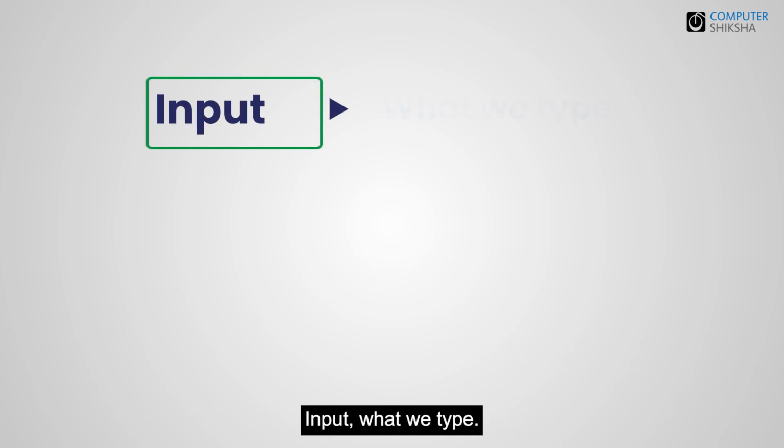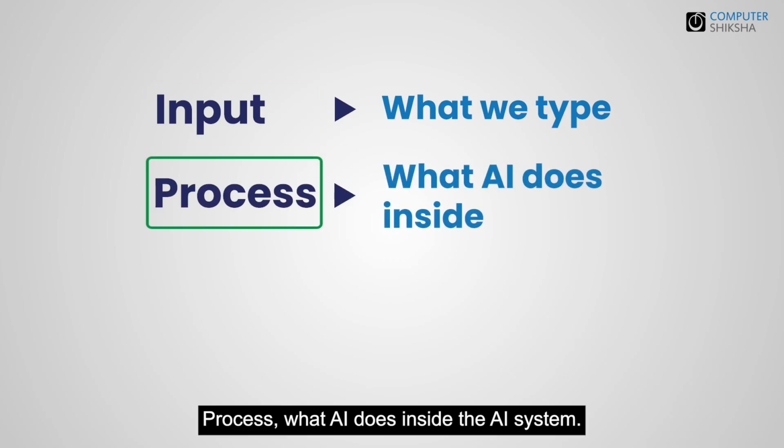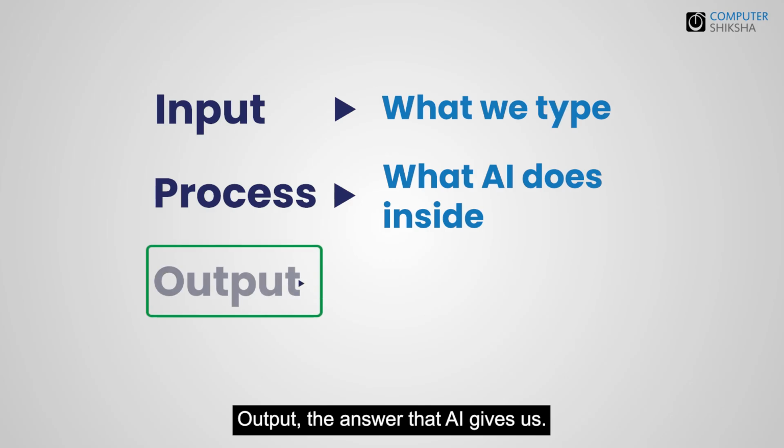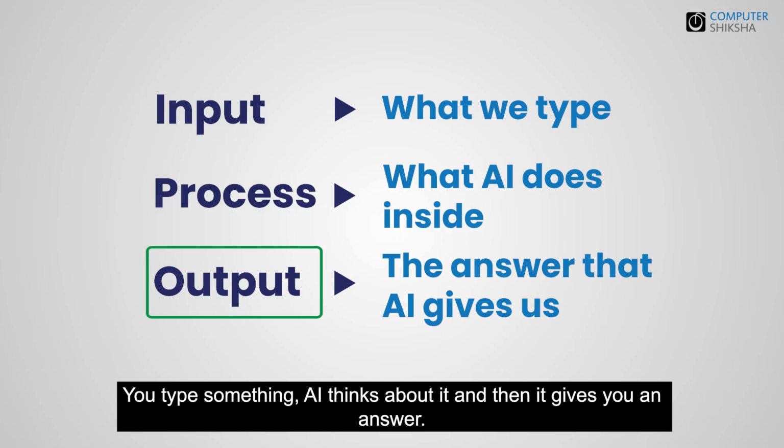Now, let's go over it one more time. Input, what we type. Process, what AI does inside the AI system. Output, the answer that AI gives us. Now you can think of it as a short journey. You type something, AI thinks about it, and then it gives you an answer.